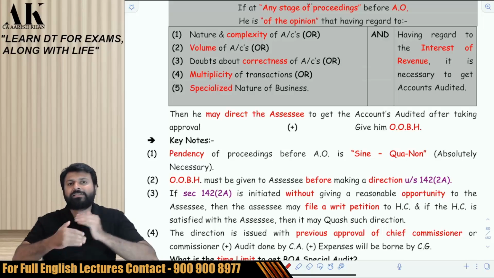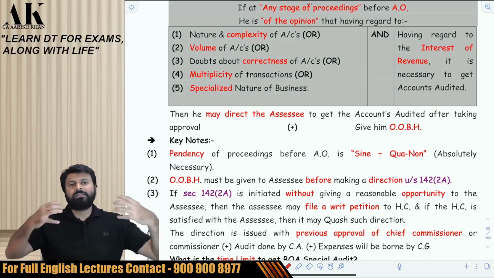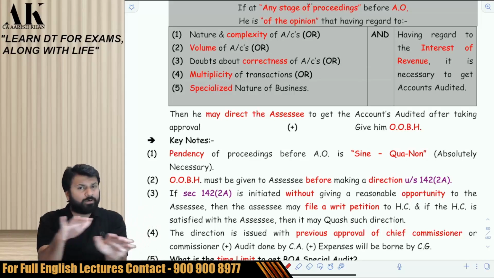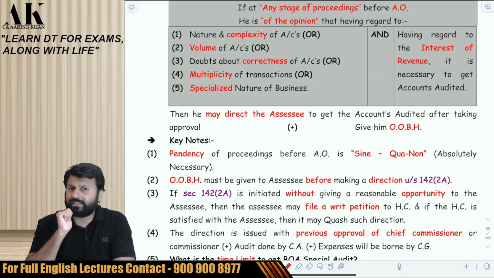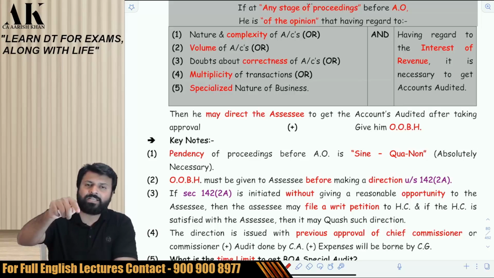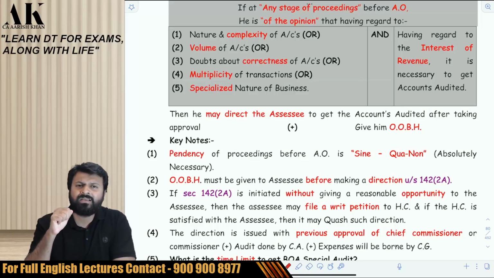Next, within how much time does the assessee have to get the accounts audited? After I give him the opportunity of being heard, if he is not able to explain the things to me, then I will direct him to get the accounts audited. In that direction I will mention how many days he has to get the accounts audited. I can mention it at my discretion. I can give 60 days, I can give 90 days. It is not written in the law. Suppose I gave him 100 days. So the assessee has to get the accounts audited within 100 days.